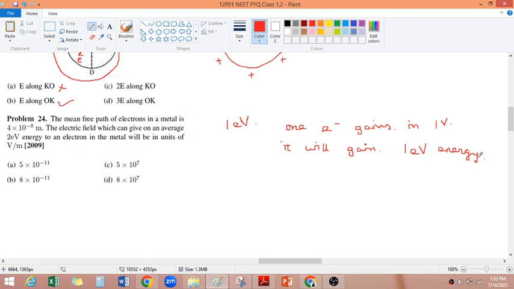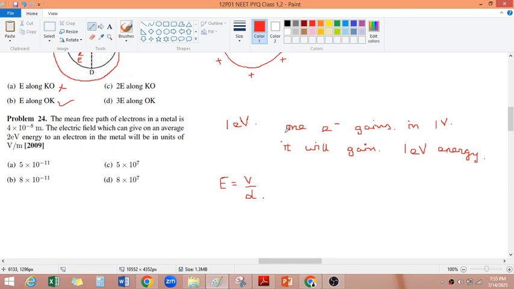Volt per meter is electric field. So electric field vector is equal to E. So E is equal to V by D. So volt is, so that means it is having 2 volt here, right?